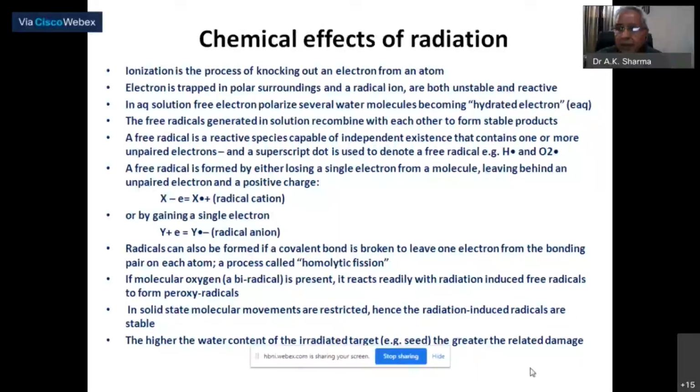So if you have dry materials, the radical damage will be less. But if you have liquid material or gaseous material, then radicals move quite fast. The higher the water content in irradiated target, the greater the radiation damage. So it's very important that you can expect, if you soak seeds, or if you have a lot of water in a biological material, then damage is going to be high, and accordingly the radiation doses can be adjusted.